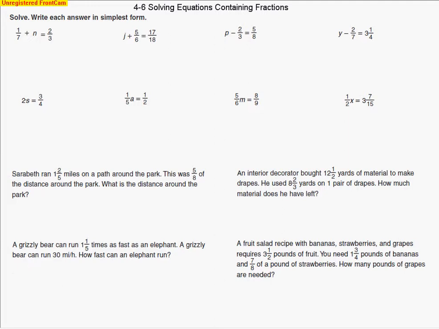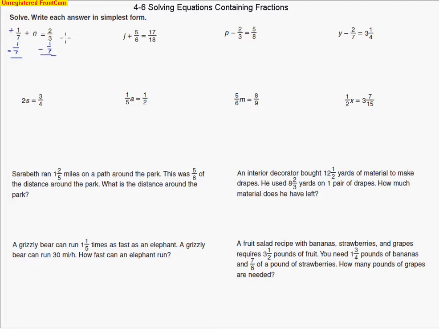We've got 1/7 plus n equals 2/3. So we're using opposite operations to solve the equations. If this is a positive 1/7, it's positive because you don't see a sign in front of it. So that means I need to do the opposite of that, which is negative. So I'm going to subtract 1/7 from both sides.